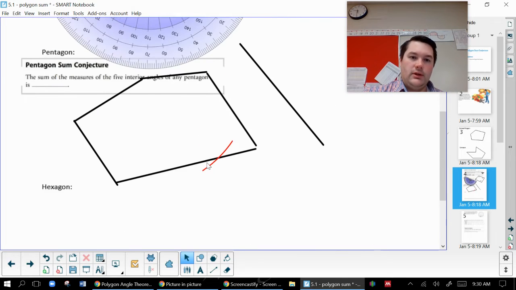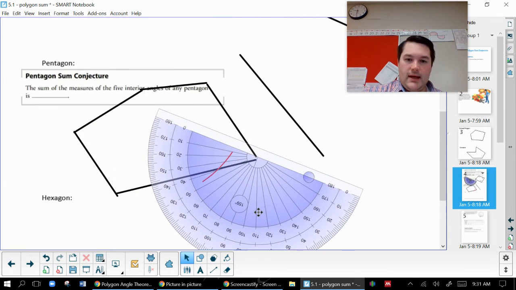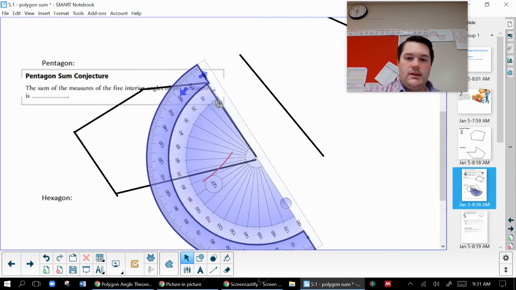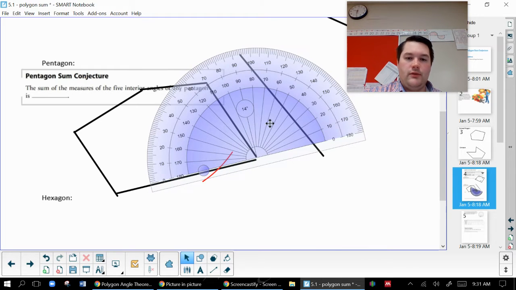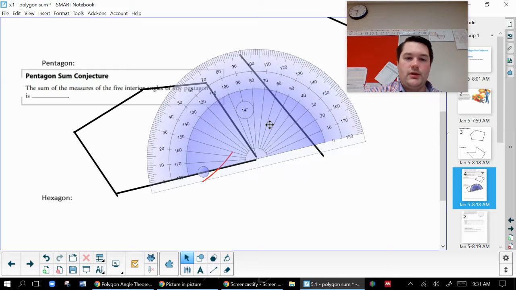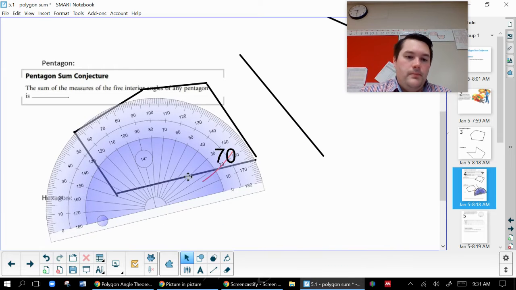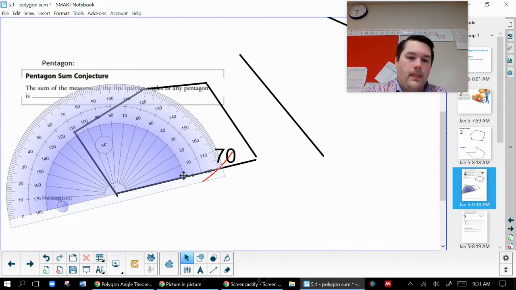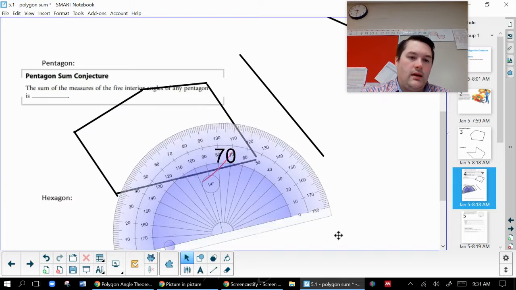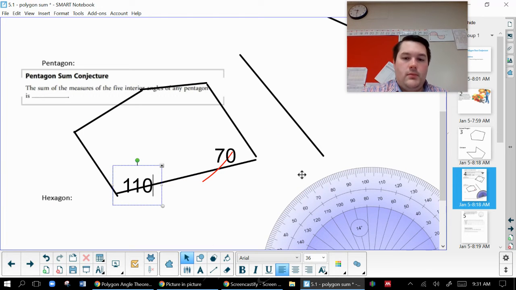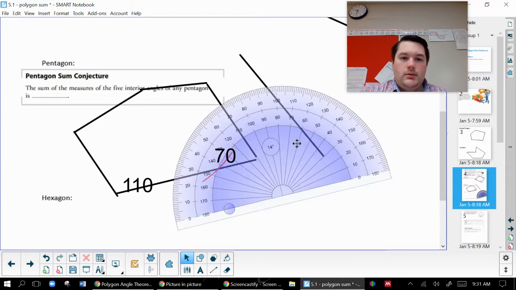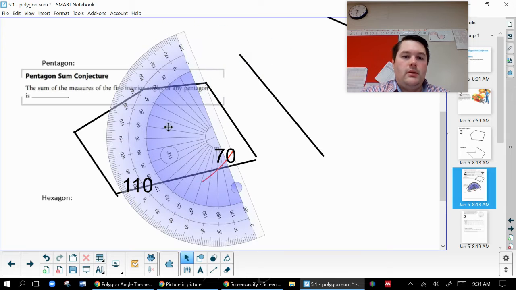Then we went down and we looked at the same thing for a pentagon. So we measure these angles, and this would be a good thing, if you want to do this one along with me and measure on your own. So there we've got 70 degrees. There on the inside scale, looks like 110. Up here, rotate it around a little bit.